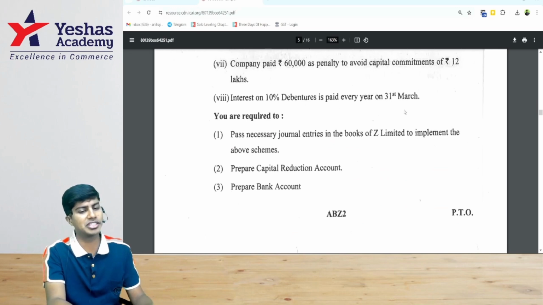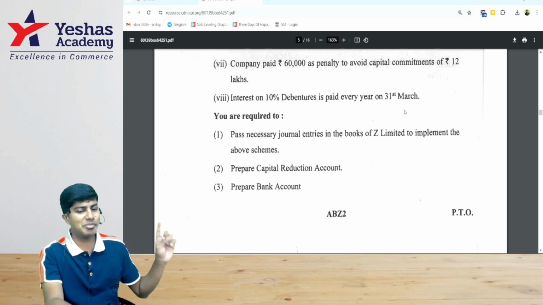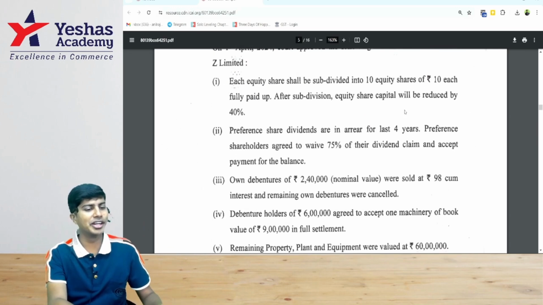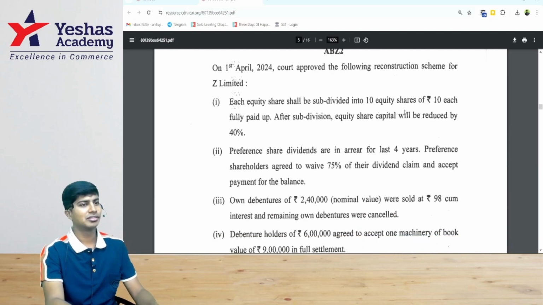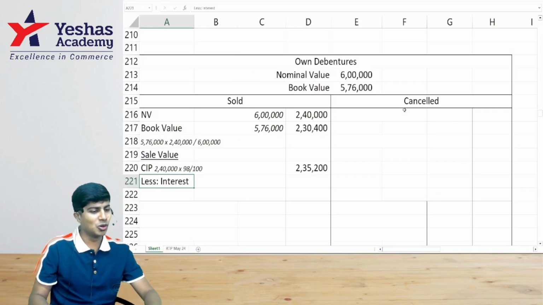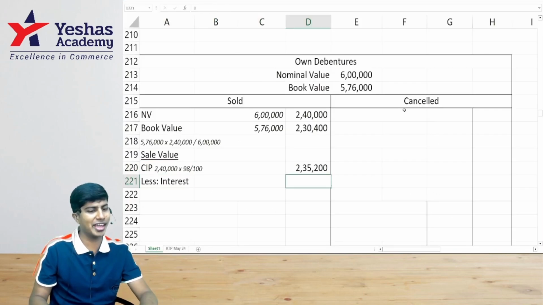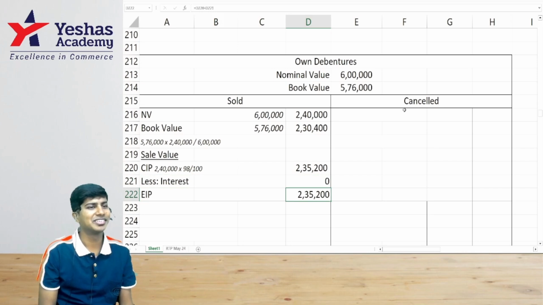Interest on 10% debentures is paid on 31st March. So last time interest was paid 31st March. We are doing internal reconstruction on 1st of April. No interest. So the cum-interest price and ex-interest price are the same, to trick you people. Interest is 0. Ex-interest price will also be 2,35,200. You got tricked, no?